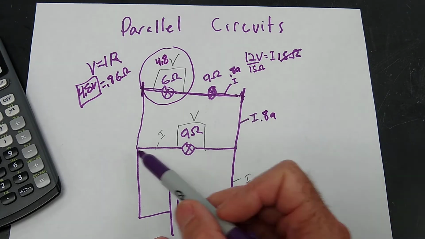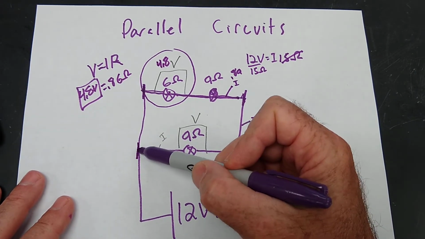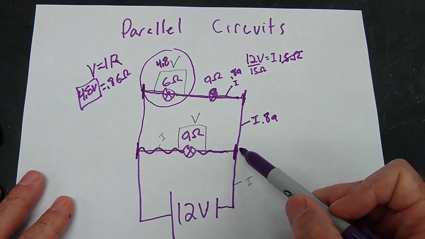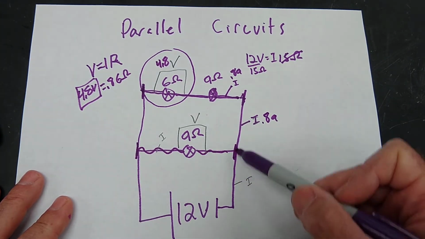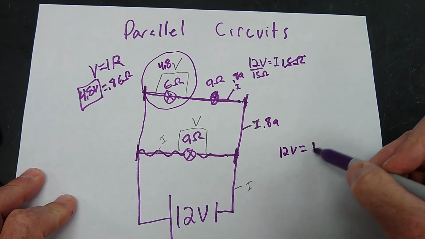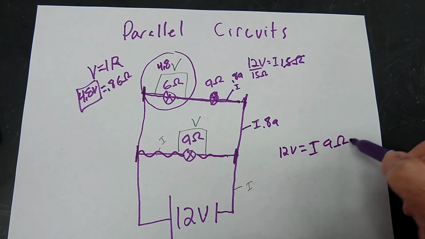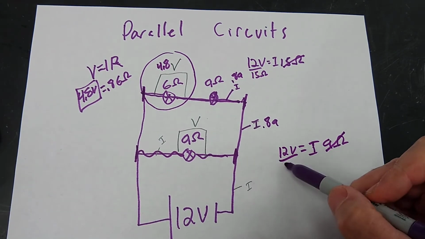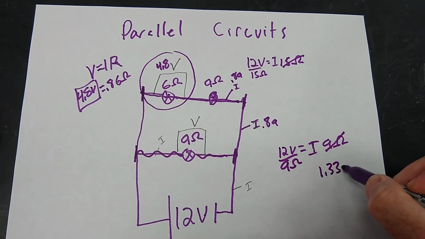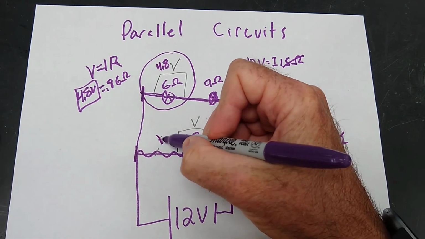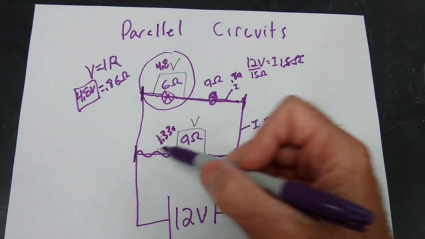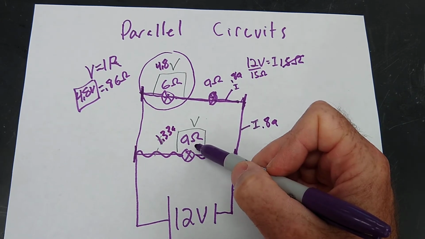All right, now we know the current here and here. Let's see if we can find the current here. From here to here, there's 12 volts available because we can touch each side of the battery. So 12 volts equals I times 9 ohms of resistance. Do it like this. 1.33 amps. So 1.33 amps are available to this bulb.